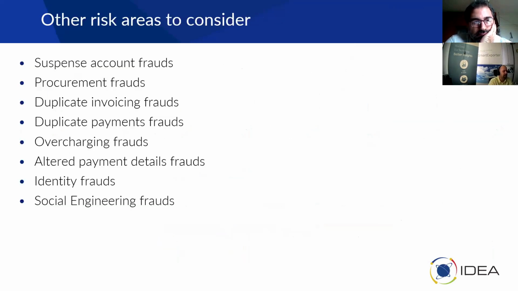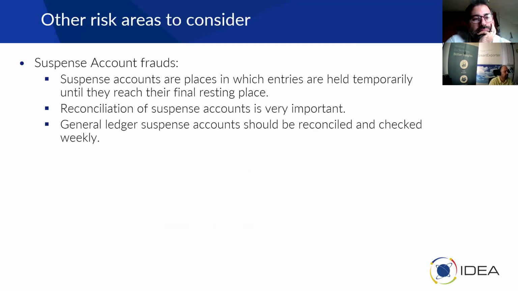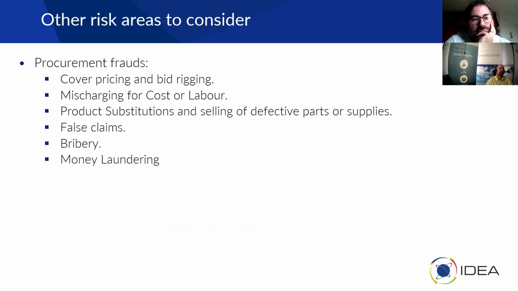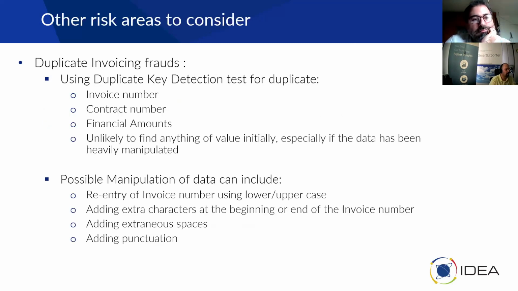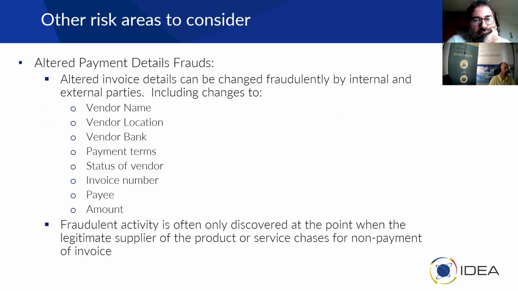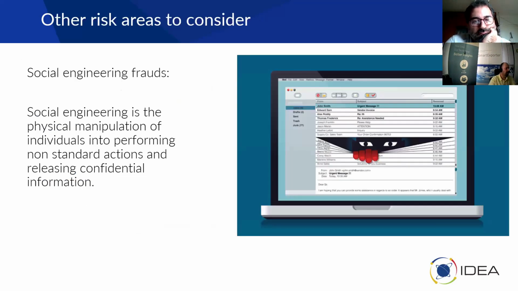And you can see the other risk area to consider. And also don't forget the procurement fraud. Especially, every single manufacturing company has this kind of fraud. Duplicate invoicing. This is all the detail.